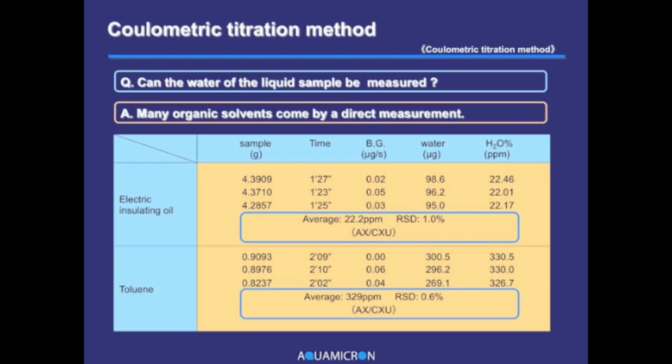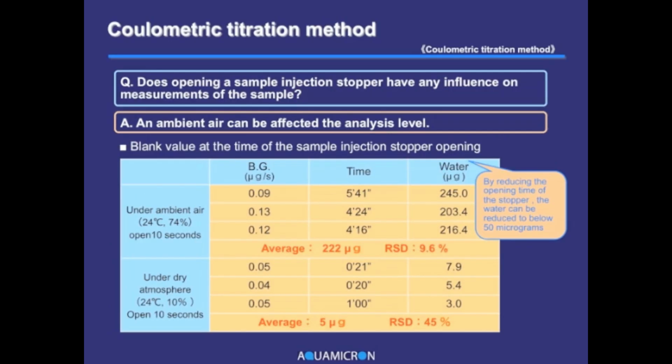This table shows the actual measured values, with examples of organic solvents and oils. The upper line is for insulating oil, and the lower line is for toluene, and they are measured with ordinary reagents, AX and CXU. I would like to explain how moisture in ambient air can influence the measurement while the sealing stopper is opened for sample injection.